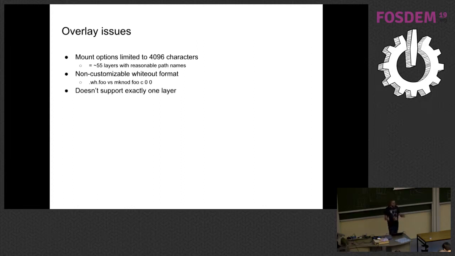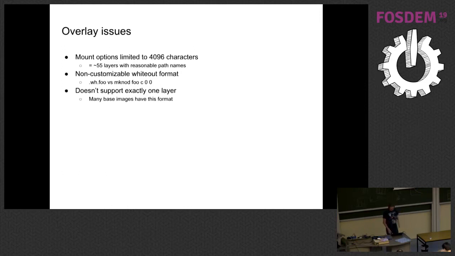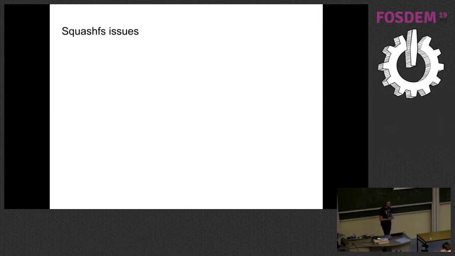So if you have a container with exactly one layer, you have to do some fiddling around with it in order to get it to work. The tooling I've written does all that, but it's a thing to remember. Yeah, and this is relevant because base images have this format. There are also some issues with Squashfs.